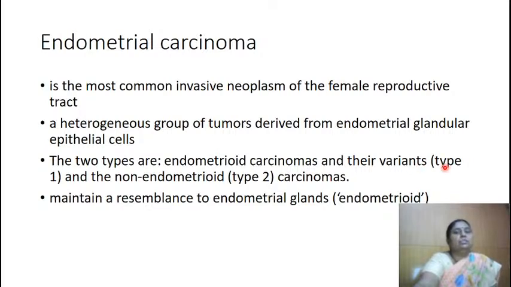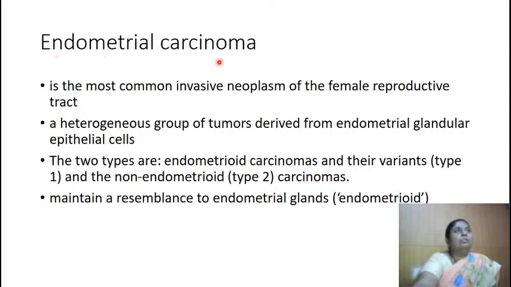Type 1 carcinomas of the endometrium are the endometrioid carcinomas. And the second group is the non-endometrioid type 2 carcinomas. Okay. What do you mean by the term endometrioid carcinoma? Here, you look at the difference of the terms which we are using.